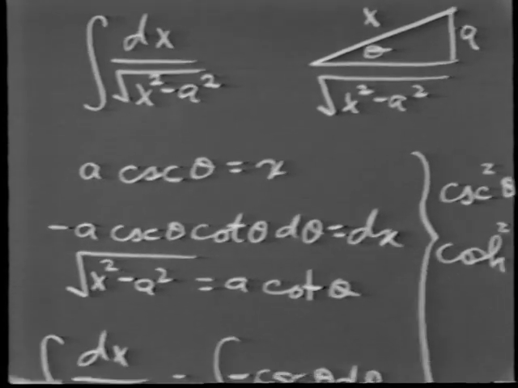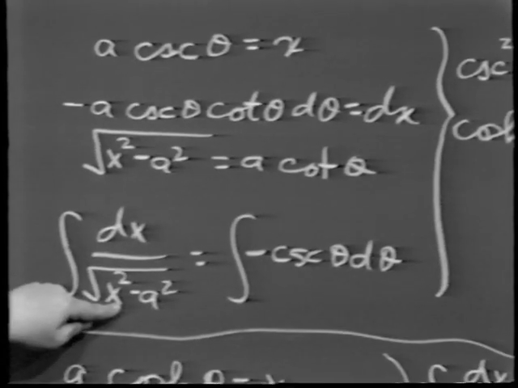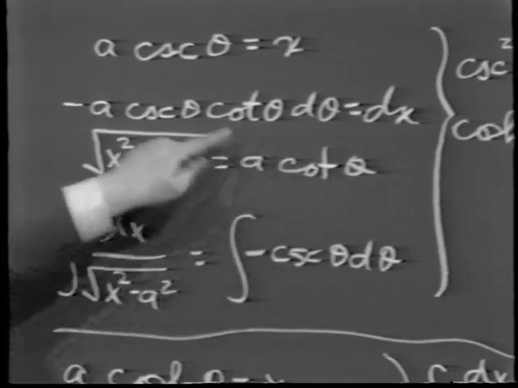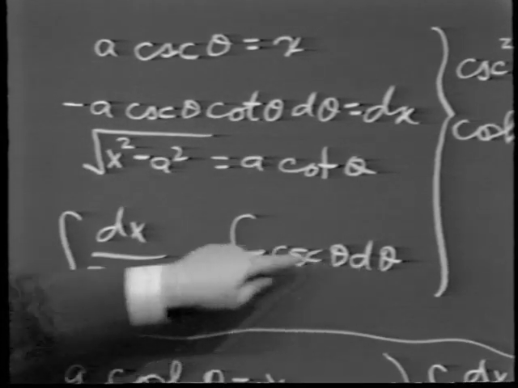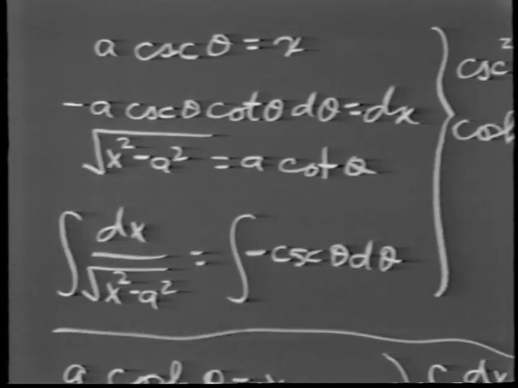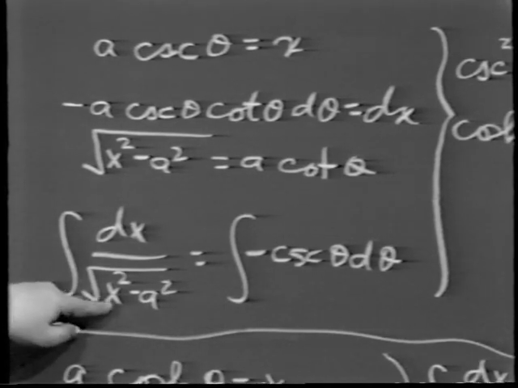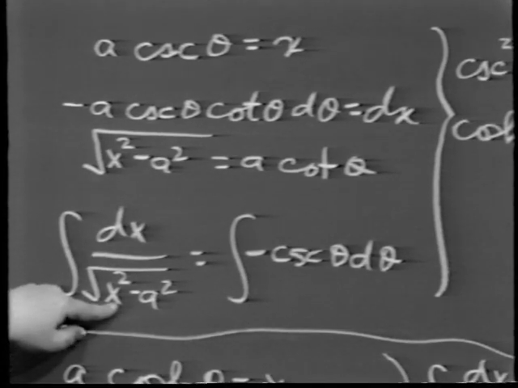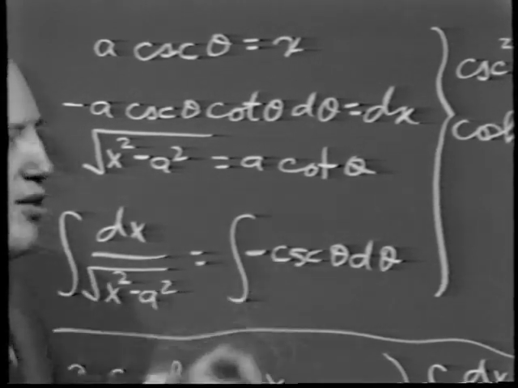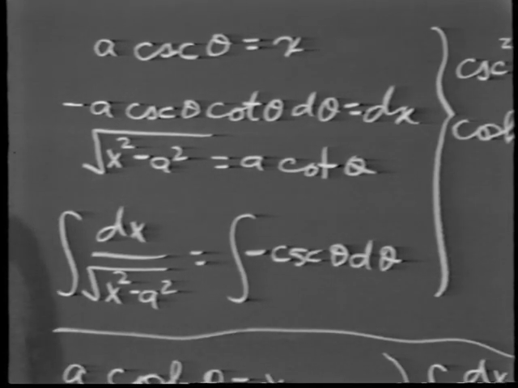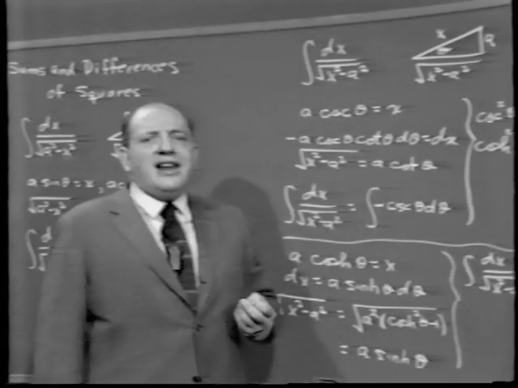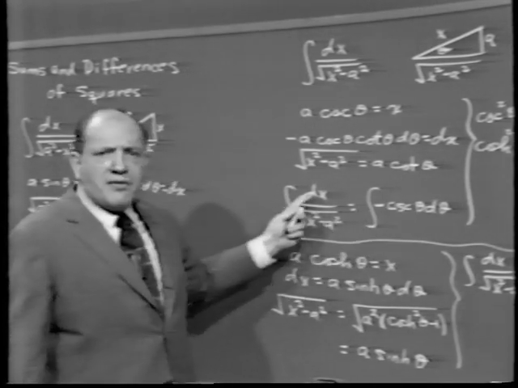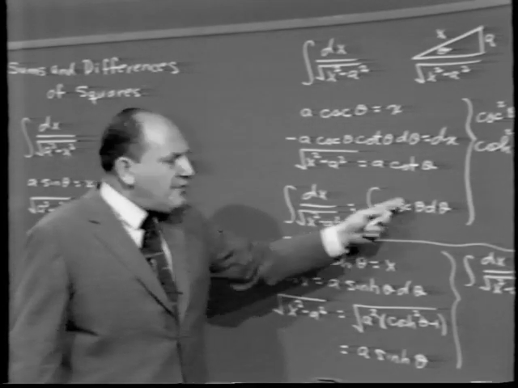Making the substitution in the integral dx over the square root of x squared minus a squared, notice that the a's cancel, the cotangents cancel, and I'm left with cosecant theta d theta and a minus sign inside my integral. In other words, this circular trigonometric function replaces the integral dx over the square root of x squared minus a squared by the integral of minus cosecant theta d theta. And the point I'd like to emphasize is that we don't say that the substitution has failed. The substitution has been made. We have replaced an integral involving x by one involving theta.